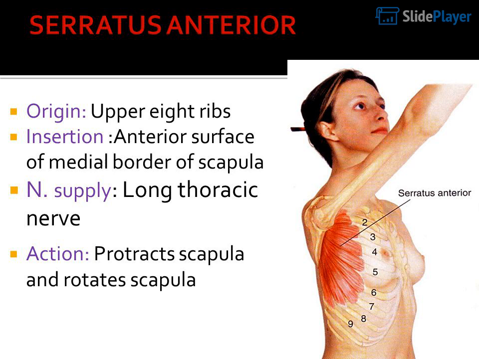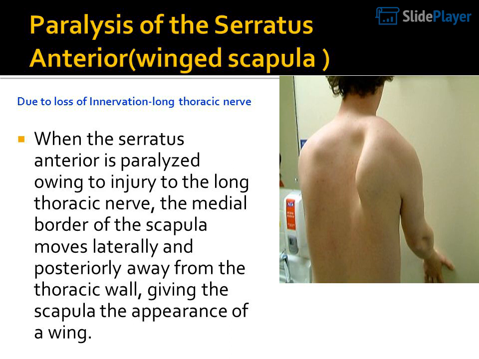Serratus anterior and supply, long thoracic nerve. Origin, upper 8 ribs. Insertion, anterior surface of medial border of scapula. Nerve supply, long thoracic nerve. Action, protracts scapula and rotates scapula. Paralysis of the serratus anterior: winged scapula, due to loss of innervation by the long thoracic nerve.